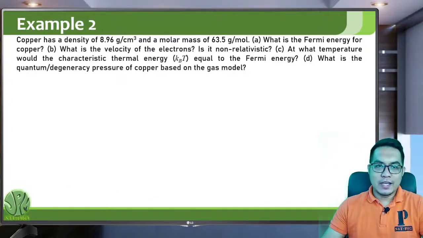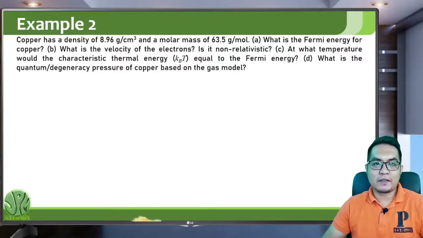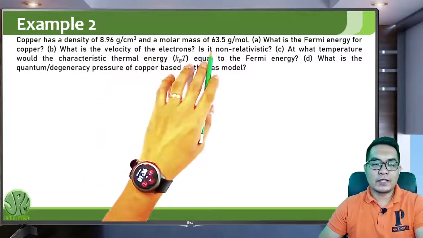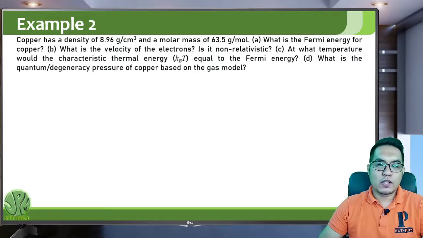So this next example is about copper. You are given the density of copper, 8.96 grams per centimeter cubed. You're given its molar mass, 63.5 grams per mole. And the first question is, what is the Fermi energy for copper?